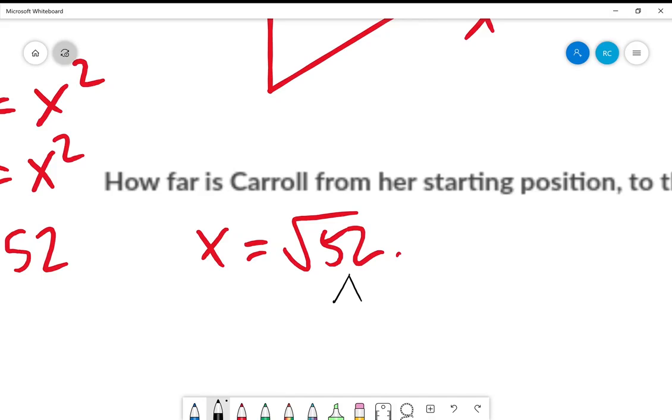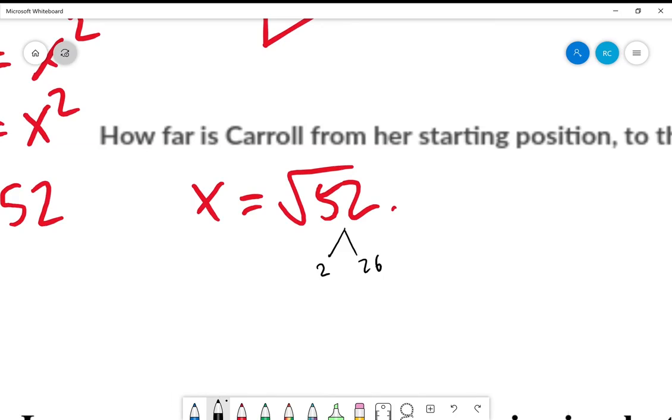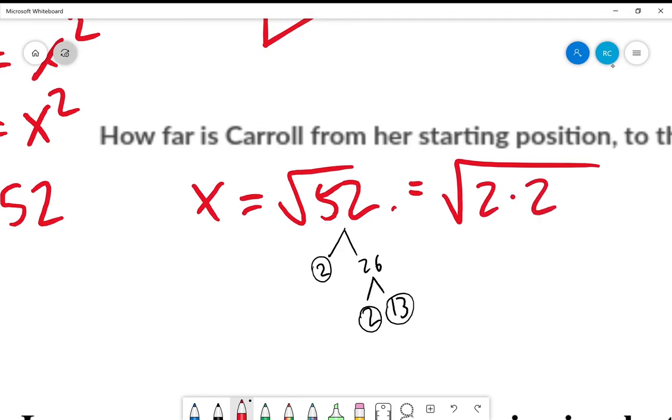So 52 is an even number, so at the very least it's divisible by 2. 52 divided by 2. Well, 50 divided by 2 is 25, and 2 divided by 2 is 1, so that would be 26. Well, 26, well, that's 2 times 13. Prime, prime, prime. So what we have is the square root of 2 times 2 times 13. I'm double checking on my calculator just to make sure I haven't made a mistake. 2 times 2 times 13 is indeed 52.